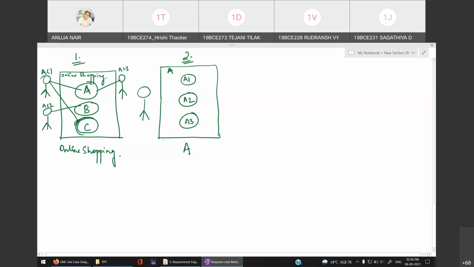How many actors will come in the second use case? A1 and AC1 and AC3, because in the main use case you have connected A with two actors, which is AC1 and AC3. AC2 is nowhere related to the functionality A, so it will not come over here. So that you need to keep into consideration. Okay, now these will all be connected with each other.